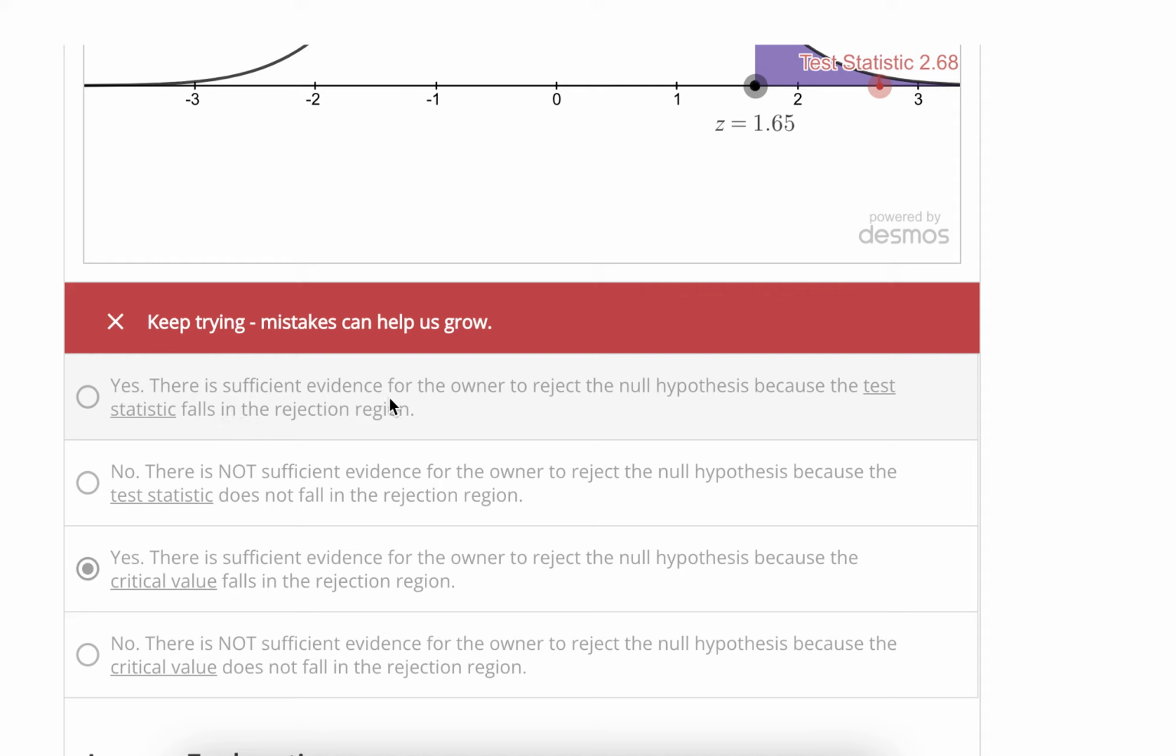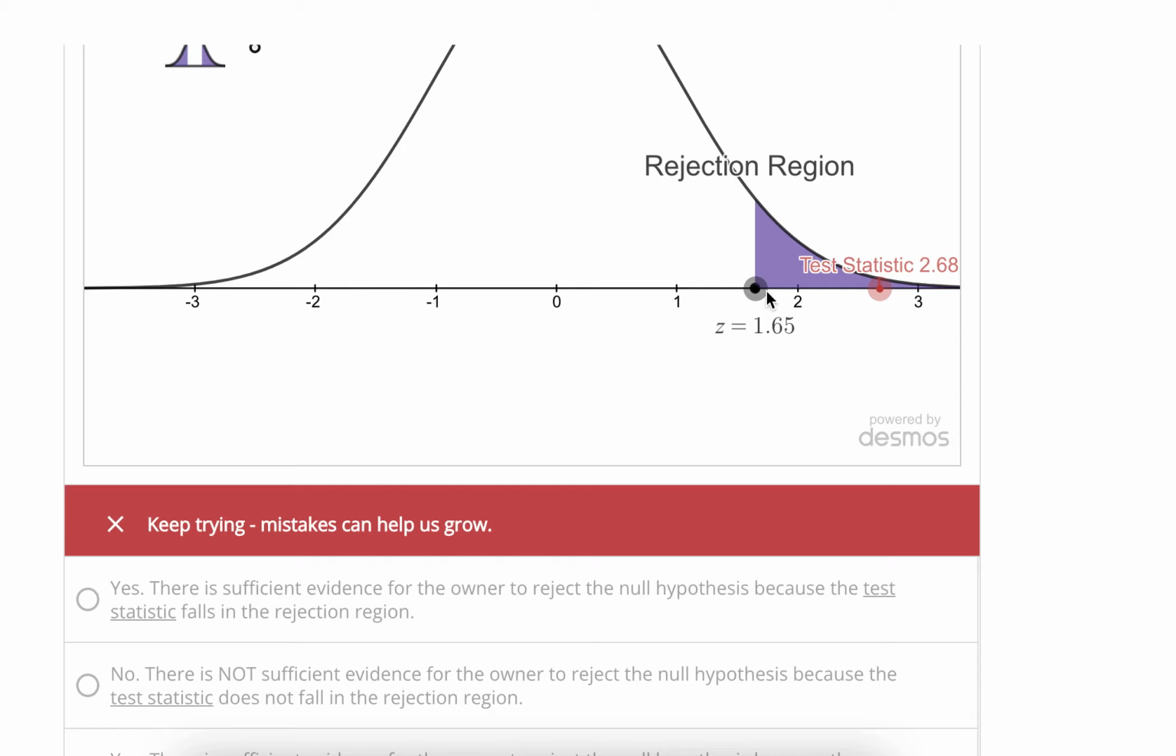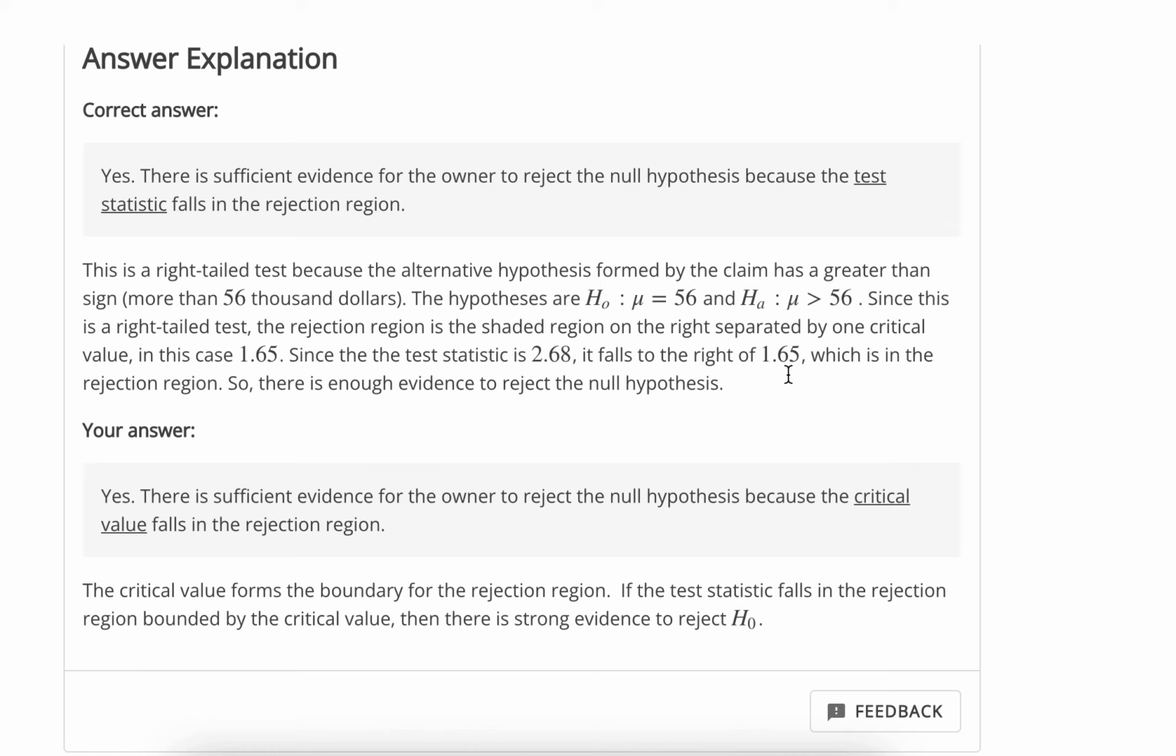Yes, there's sufficient evidence for the HR manager to reject the null hypothesis because the test statistic falls in the rejection region. That's the correct answer up there. This one does say yes, but it says the critical value falls in the rejection region. So that's just swapping the ideas of test statistic and critical value. Critical value tells you how big your rejection region is. That's like the landing zone for you to be able to reject the null hypothesis. So this is our critical value. Since the test statistic falls in the rejection region, we reject the null in favor of the alternative.